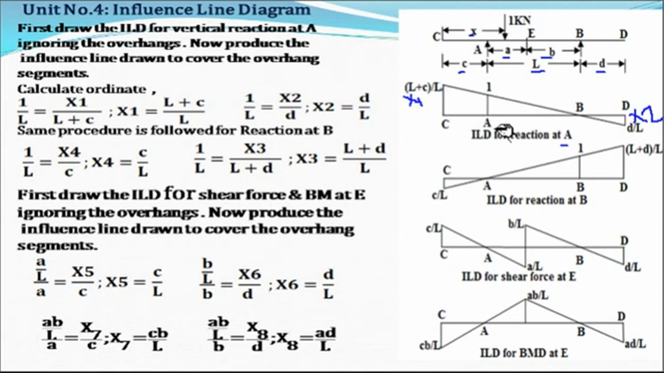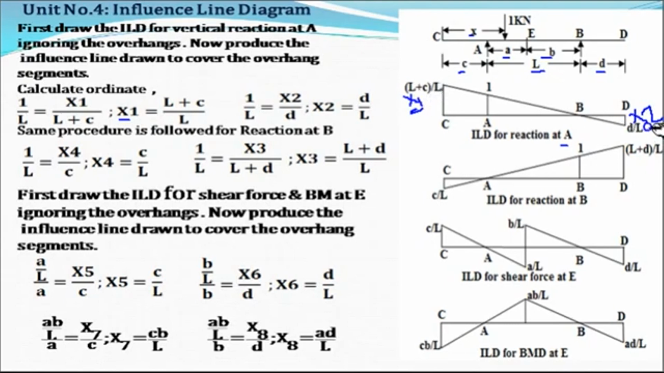For that we'll consider two triangles, this triangle and these two triangles. Here 1 corresponds to x1, whereas the length AB, which is L, corresponds to this length CB. Length CB is nothing but c plus L, so L plus c. Here we have to find this ordinate, so x1 will be equal to L plus c upon L. So the ordinate x1 is equal to L plus c upon capital L.